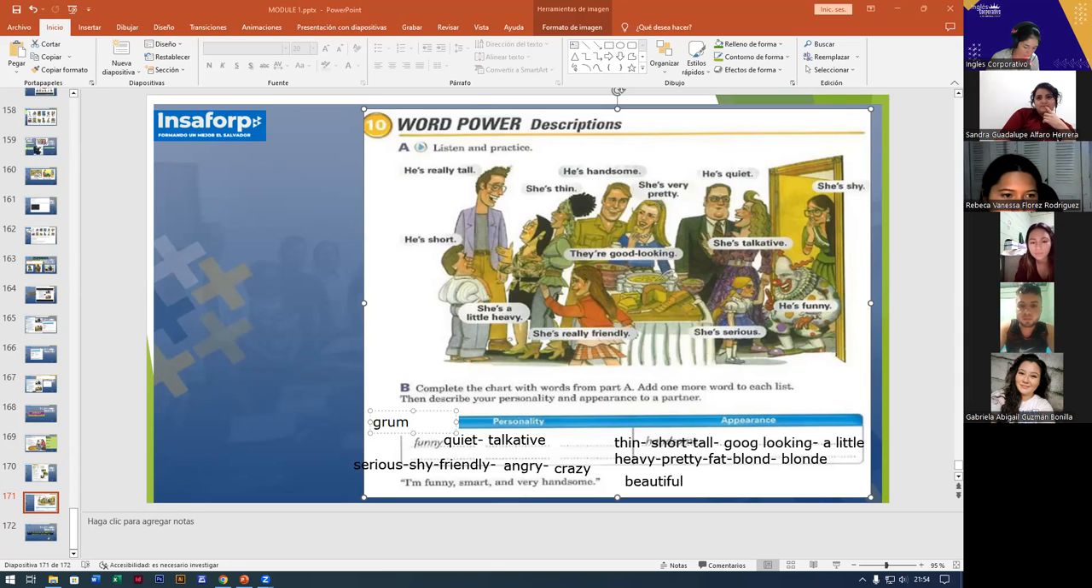Grumpy. Grumpy is a person that is always angry. Alguien que solo pasa enojado. Gruñón. Like a Scrooge. Do you remember the movie Scrooge on Christmas? He's grumpy. Yes, grumpy.